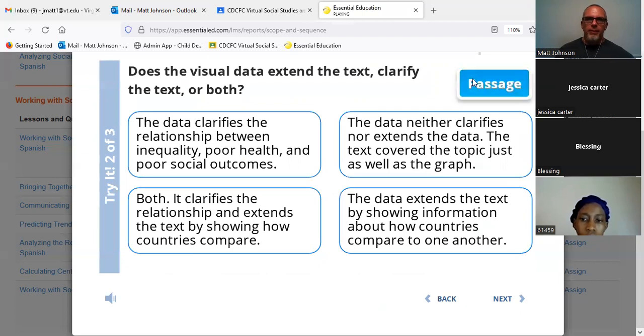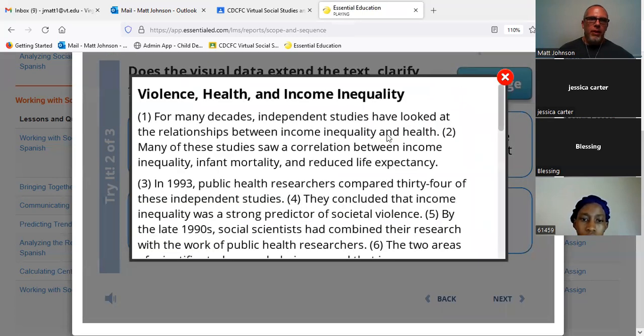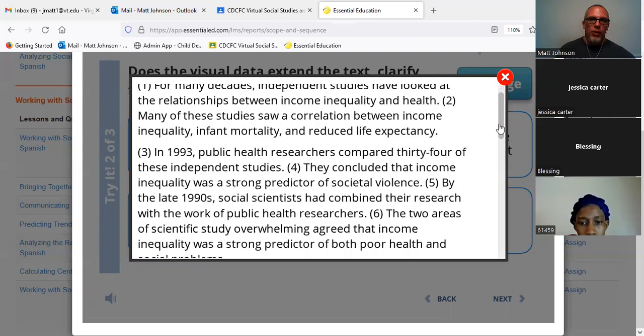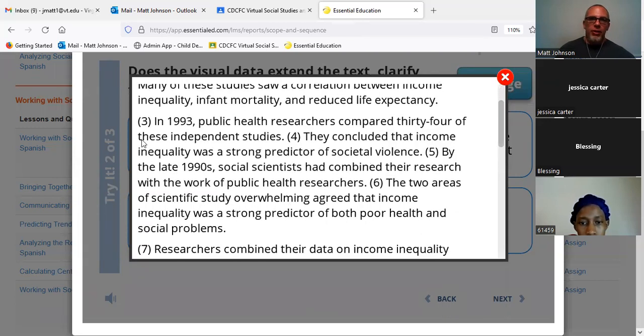Okay, let's take a look here. All right, so violence, health, and income inequality. For many decades, independent studies have looked at the relationship between income inequality and health. Many of these studies saw a correlation between income inequality, infant mortality, and reduced life expectancy. In 1993, public health researchers compared 34 of these independent studies. They concluded that income inequality was a strong predictor of societal violence.